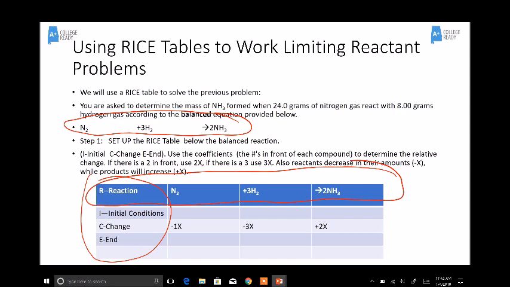Also, remember that reactants decrease in amounts, so we're going to put negative numbers for those, while products will increase, so we're going to put positive numbers for those. So notice our coefficient in front of nitrogen is 1, it's a reactant, so minus 1x. Our coefficient in front of hydrogen is 3, it's a reactant, so minus 3x. And our coefficient in front of ammonia is 2, it's a product, so we're going to have plus 2x.